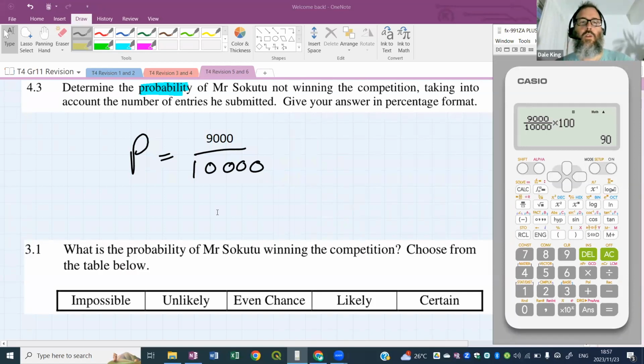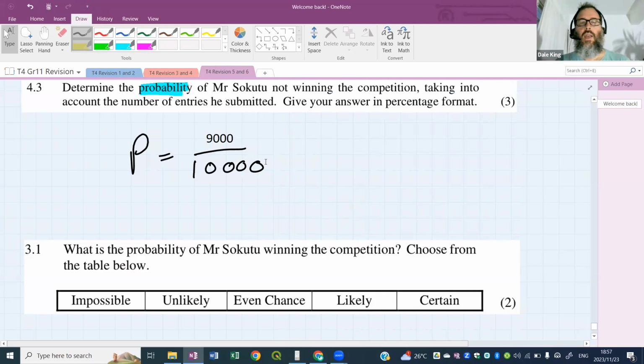So just remember, at the bottom of the probability fraction, it's all the possibilities. In this case, those are all the possibilities. And then the chance of him winning here was he got 1,000 out of 10,000. So what's the chance for the people that didn't win? Well, there's 9,000 out of that 10,000 that didn't win. So those are the losing entries.